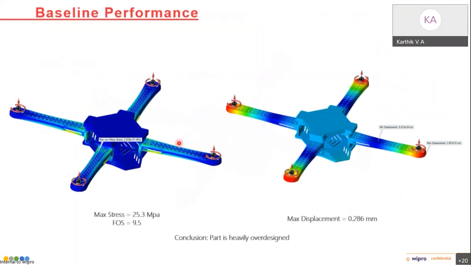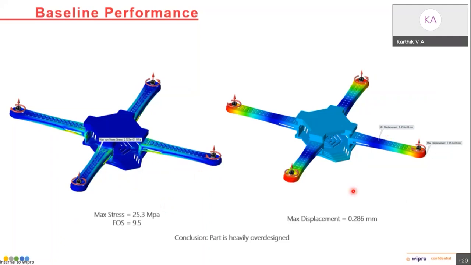baseline design, and we did the analysis of this, and we found that the maximum stress induced is 25.3 MPa, but the factor of safety for this design is 9.5. So you generally don't need such a high factor of safety when it comes to designing a component. So what we found is that the part is heavily over-designed, and we can make some changes when we consider additive manufacturing as the production technique. True for conventional manufacturing, this shape may have been required, but for additive, we found that there are lots of ways we could make more changes.